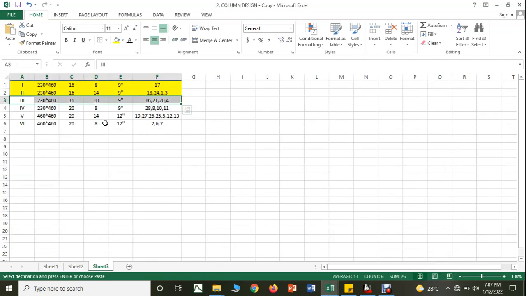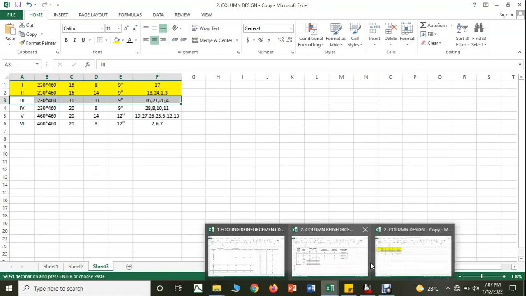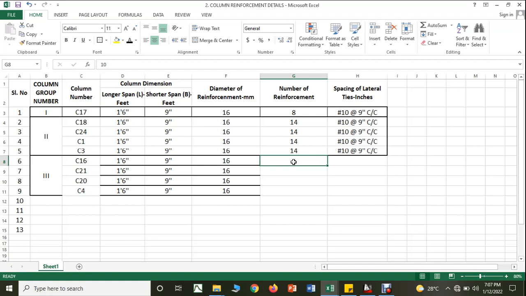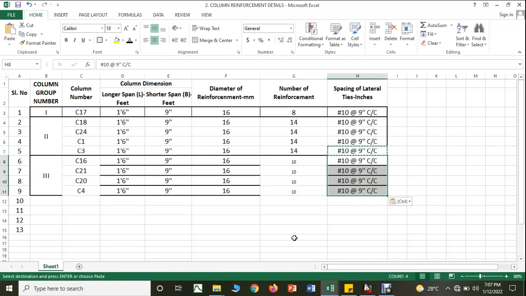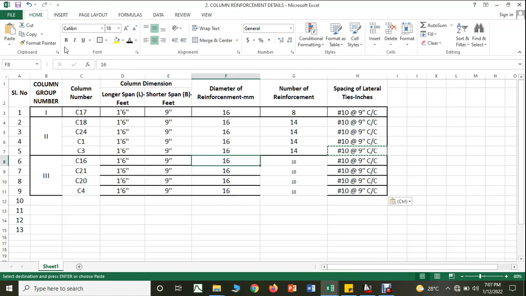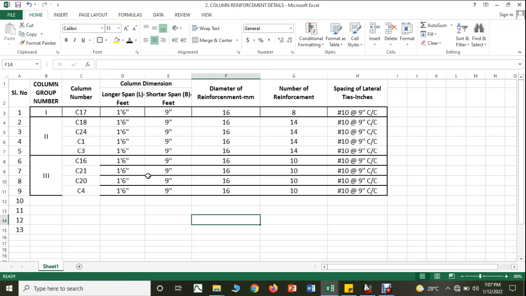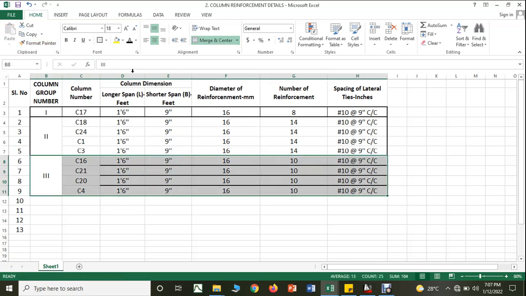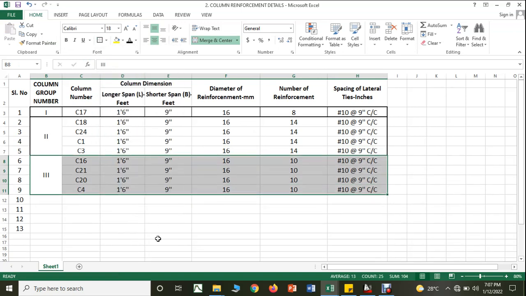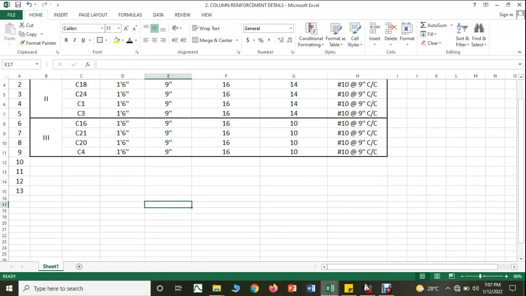So the diameter will be 16 mm diameter, 10 numbers. And this will be 10 mm dia at 9 inch center to center, right? Okay. So this is my third group of column.